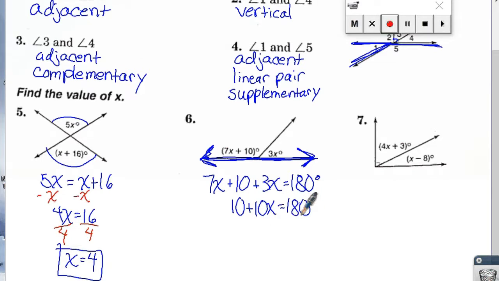So now we combine our like terms, and we have 10 plus 10x equals 180. Subtract that 10 from both sides, and we'll have 10x equals 170. Divide both sides by 10, and we'll get that x equals 17.